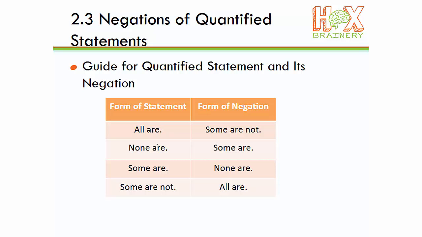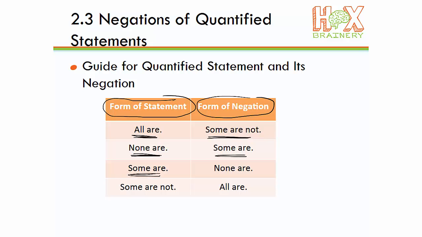So a really easy way to help you negate statements is to use this little table here. This is your guide for negating quantified statements. The first column is the form of the statement, the second column is the form of the negation. If we have a statement that starts out all are, then when we negate it, it becomes some are not. If we have a statement that says none are, when we negate it, it says some are. If our statement form is some are, the negation is none are. And if our form of the statement has some are not, then the negation will have all are.